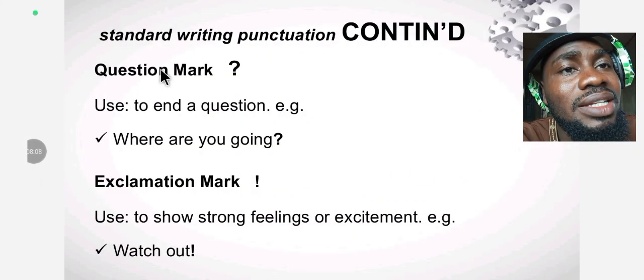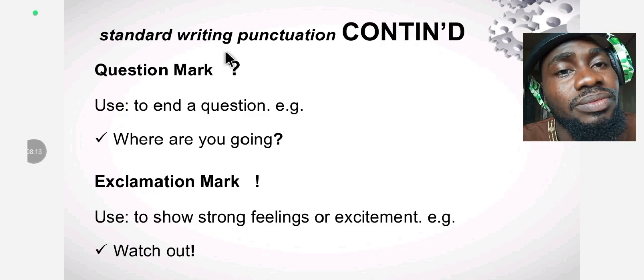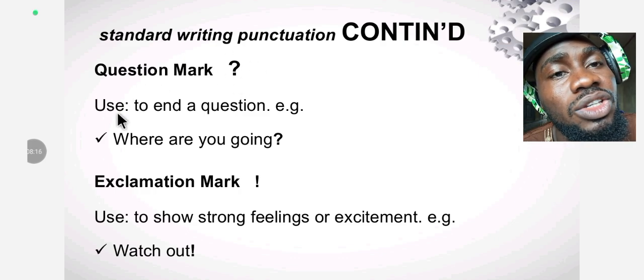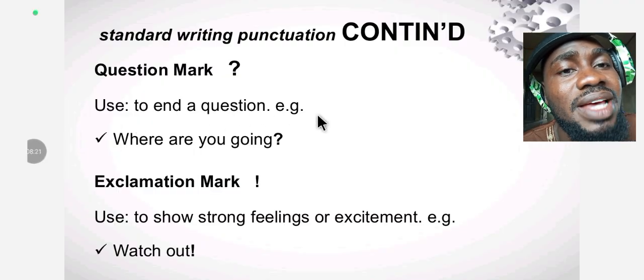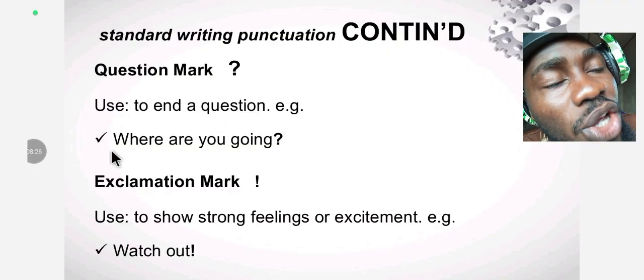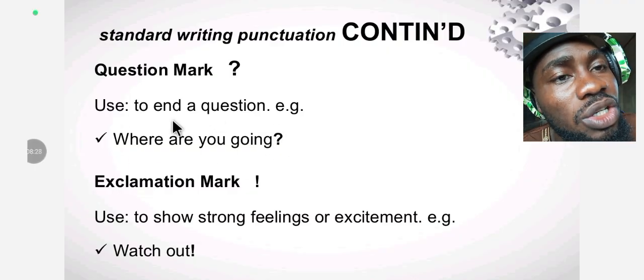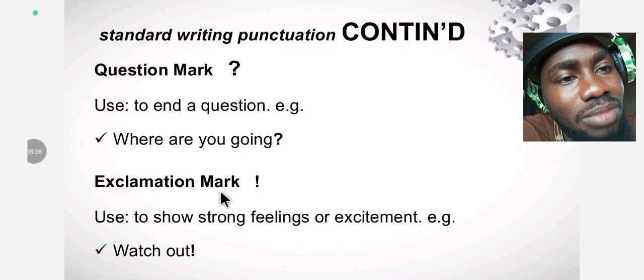Still under the standard writing punctuation. Question mark, this is the sign of the question mark. Use it to end a question. For example, where are you going? Question mark. It tells you that this is a question. A question was asked.